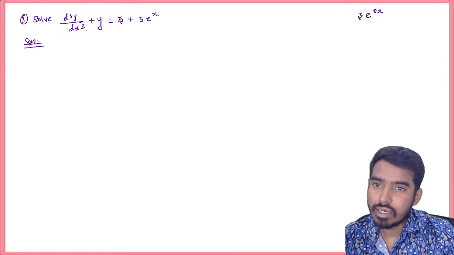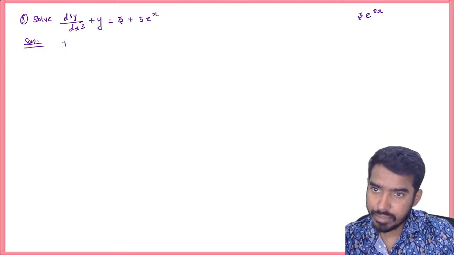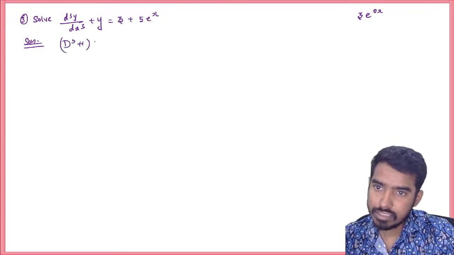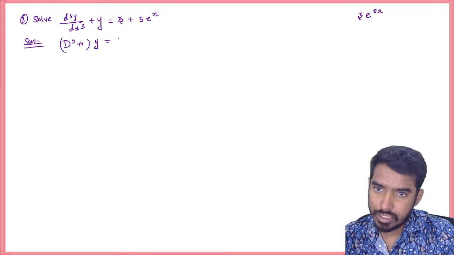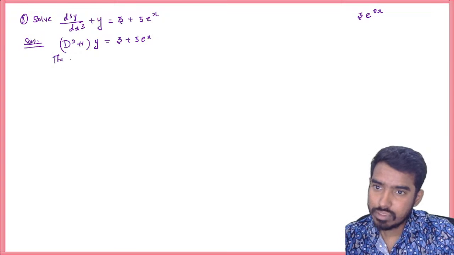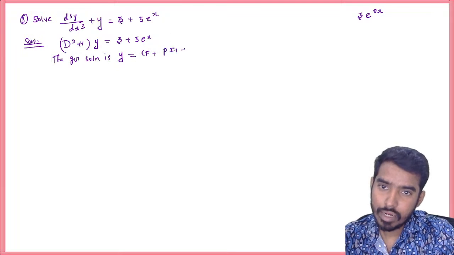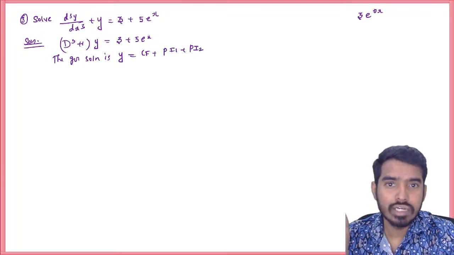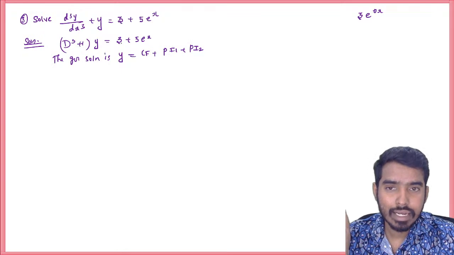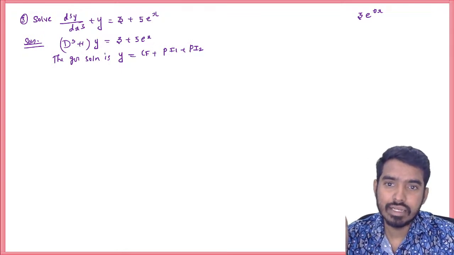So first, this is the same as D cube plus 1 of y is equal to 3 plus 5 e power x, right? So therefore, the general solution is given by y is equal to CF plus PI1 plus PI2. So you will have two terms here, right? You find the particular integral for this term and the particular integral for this term and add them up. This is the required solution, right?